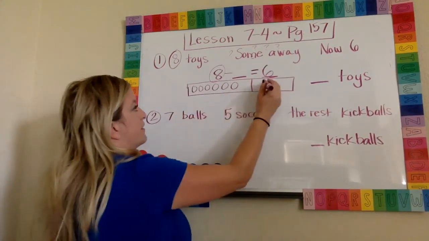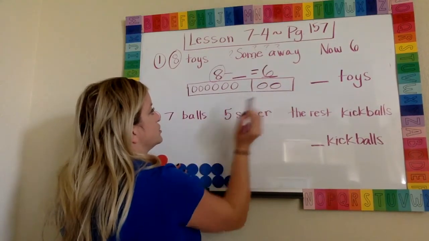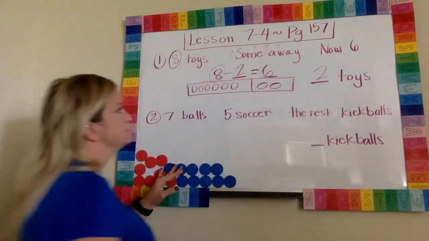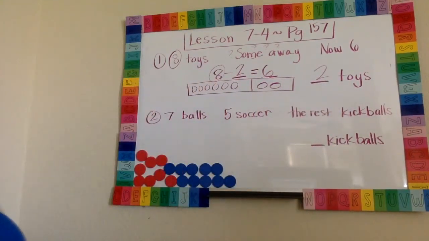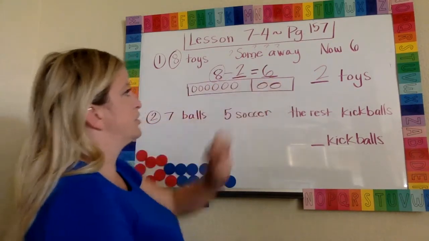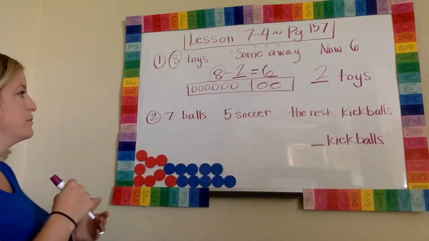6, 7, 8. Count how many you drew. 1, 2. So you know now 8 minus 2 is 6. You had 8 toys. You put 2 away. Now you have 6. So I counted on to figure out my problem.